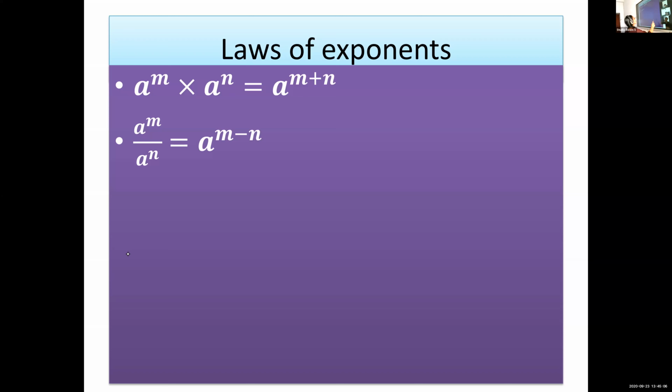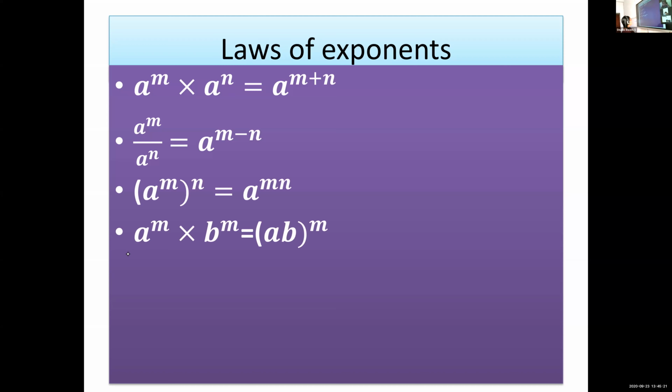Next, Suryadev, next one. A raised to m whole raised to n is equal to a raised to mn. Then Isha told which one? A raised to m into b raised to m equal to ab whole raised to m. Then Anashwara. Anashwara has some problem, I think. A raised to 0 is equal to 1. Okay.